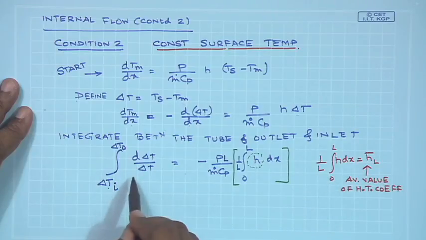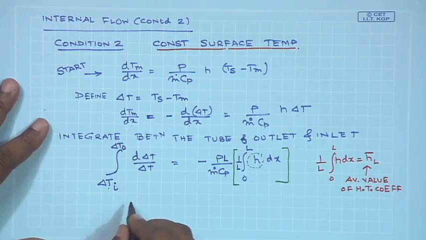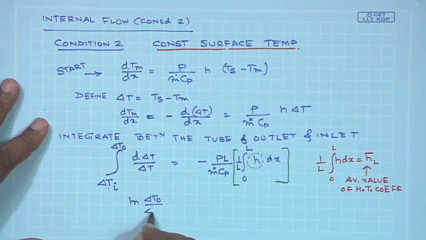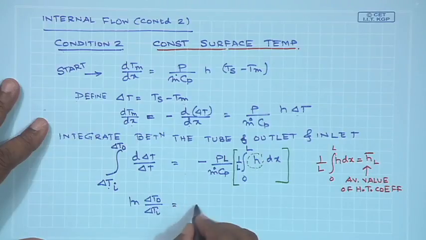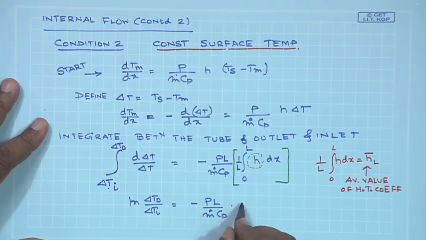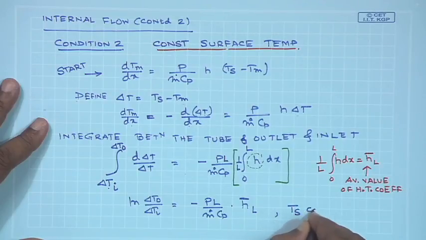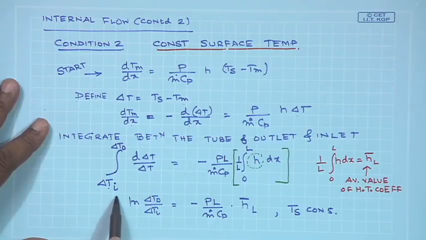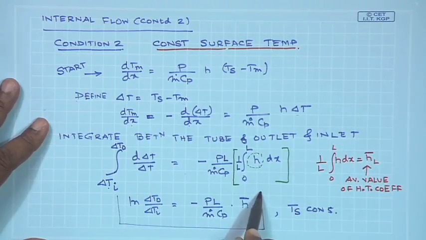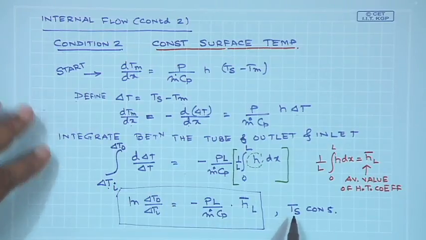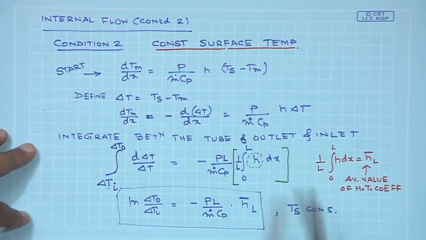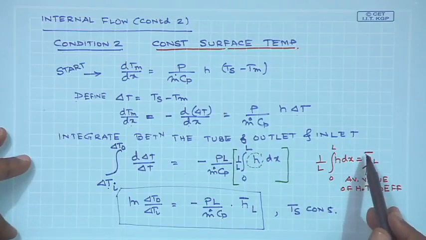And if I complete the integration, what I get on this side is ln of delta T 0 by delta T I equals minus P times L by m dot C p times h bar L, and we realize once again that T s is a constant. So, this is the relation one can obtain for the case where T s is constant, and I have not done anything new except bringing in the definition of the length average value of the heat transfer coefficient.